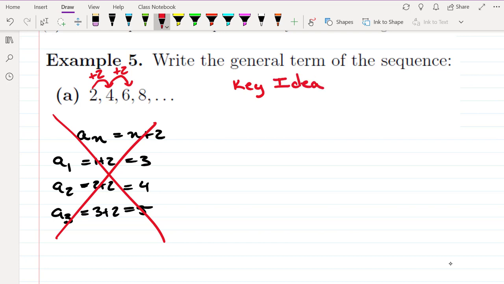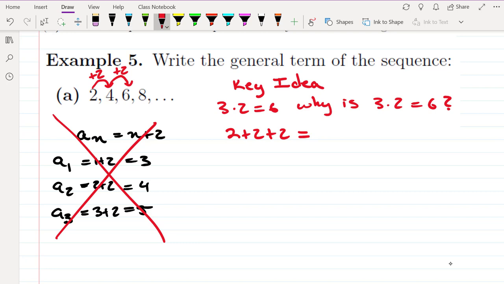If we were to ask, what's 3 times 2? We would all say 6. But the real question is, why is 3 times 2 equal to 6? Well, this tells us that we are going to add the number 2 to itself 3 times. So 2 plus 2 plus 2 is 6. So the key idea is repeated addition is multiplication.